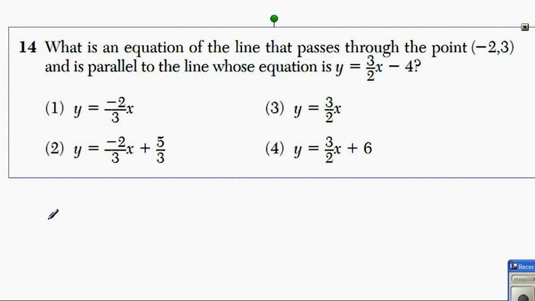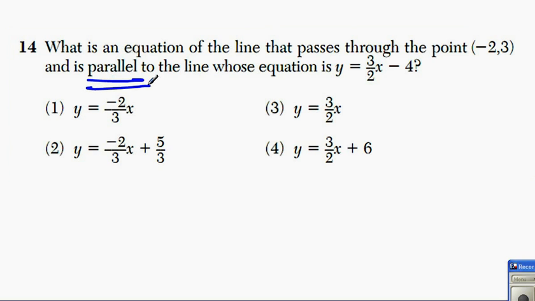What is an equation of the line passing through this, and parallel? Since it has to be parallel, they have to have the same slope. The slope has to be 3 over 2. That's maybe this one, or this one, or those two, I guess. But it has to satisfy that when you plug in negative 2, your y value has to be equal to 3. When you plug in negative 2 here, for example, is 3 equal to 3 over 2 times negative 2?